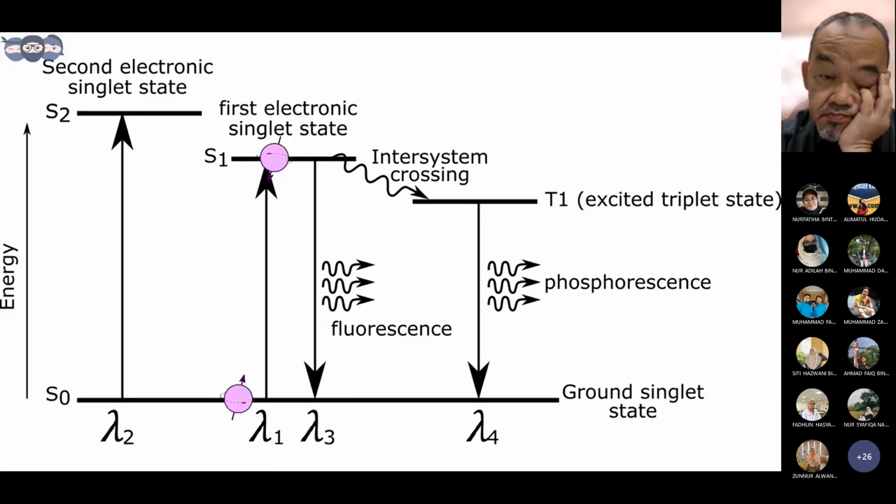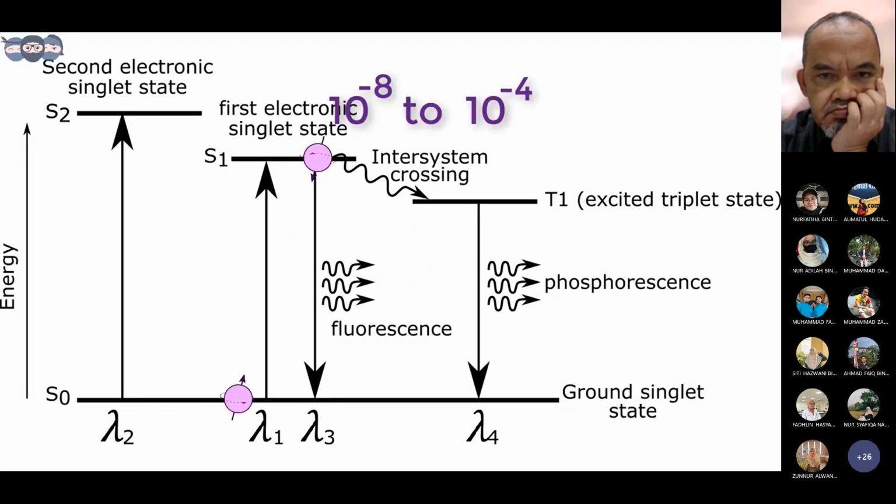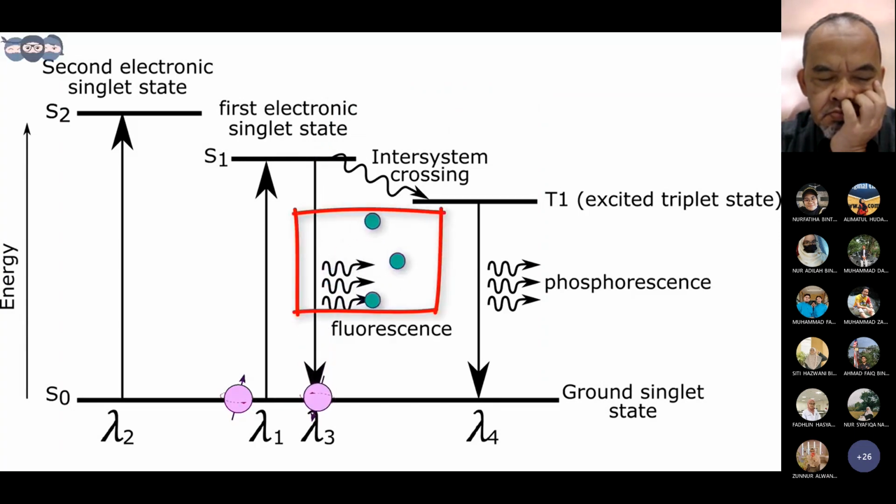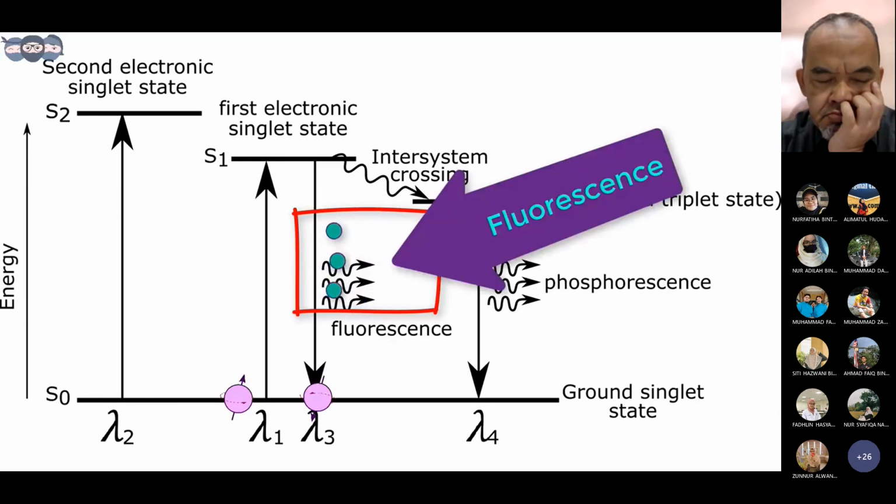As seen in the diagram, lambda 1 refers to the wavelength of light absorbed by the molecules to transition to first electronic singlet state. The excited singlet state remains for a certain time, its order being 10 to the power minus 8 to 10 to the power minus 4 seconds. After this short time interval, the electrons return back to the ground singlet state. During this transition, energy is released in the form of emissions. This phenomenon is called fluorescence.